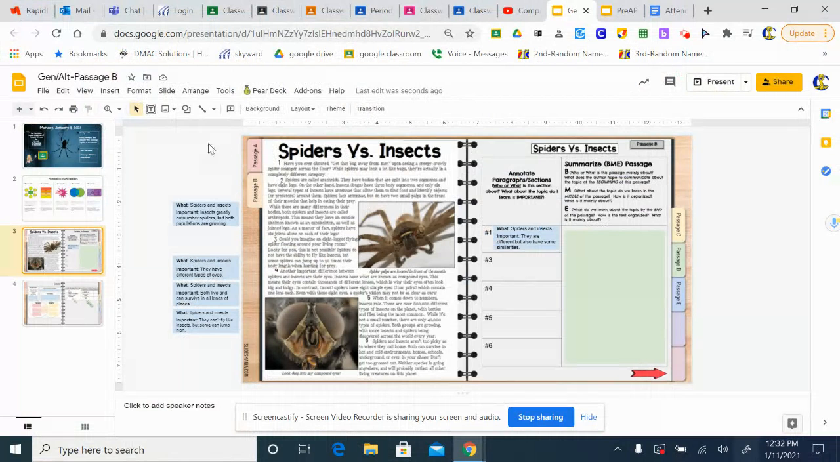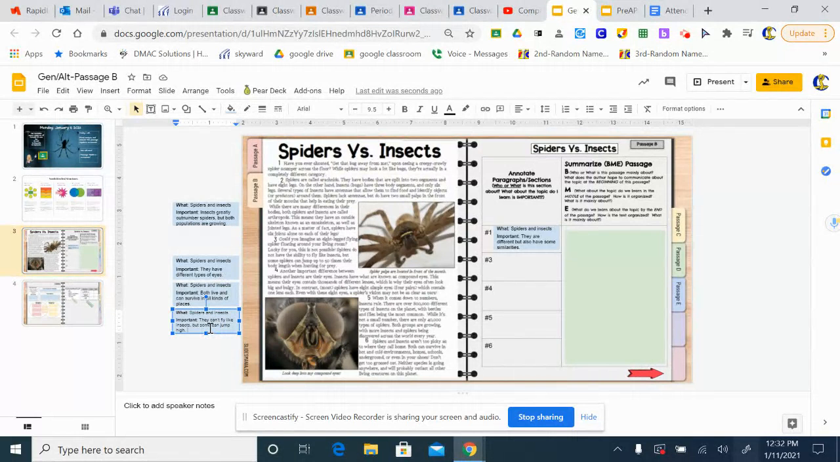Okay, so again, we already know it's about spiders and insects, but what about paragraph 3 are they talking about? They're talking about flying. So where do you see where it talks about flying? It's right here in this last one. They can't fly like insects, but some can jump high. So then again, you'll drag this box to the number 3 paragraph.